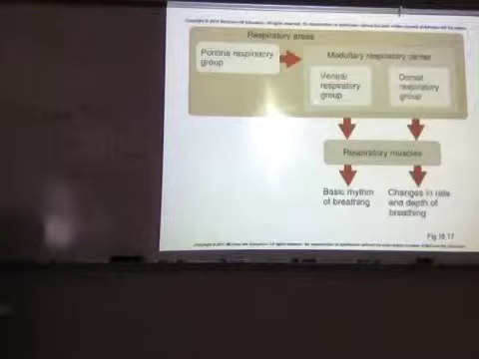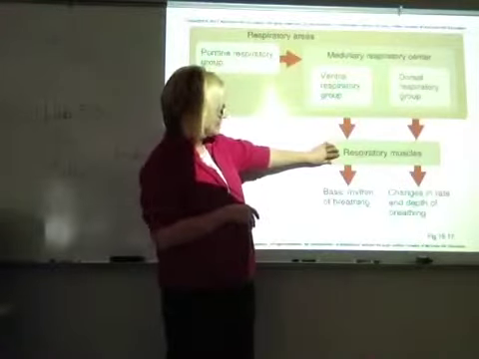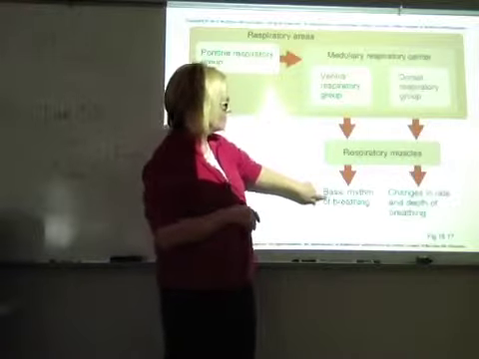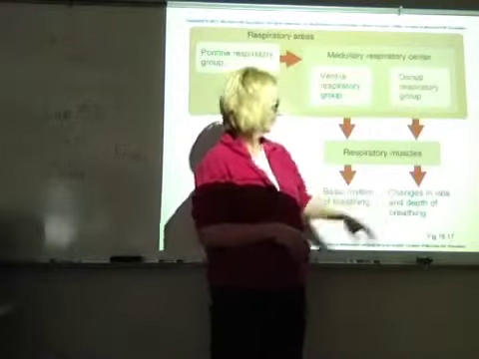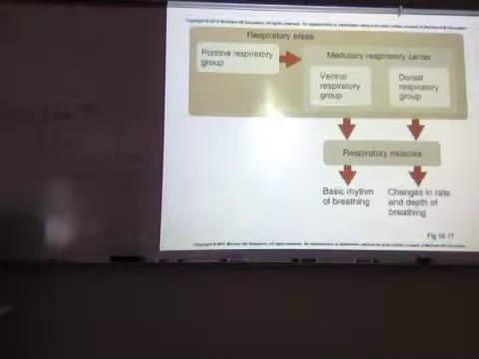Basically, this table just talks about what we just did. Both of them have a little bit to do with respiratory muscles. Here, ventral deals more with rhythm. Dorsal deals more with rate and the depth, or how much deep breathing you do.